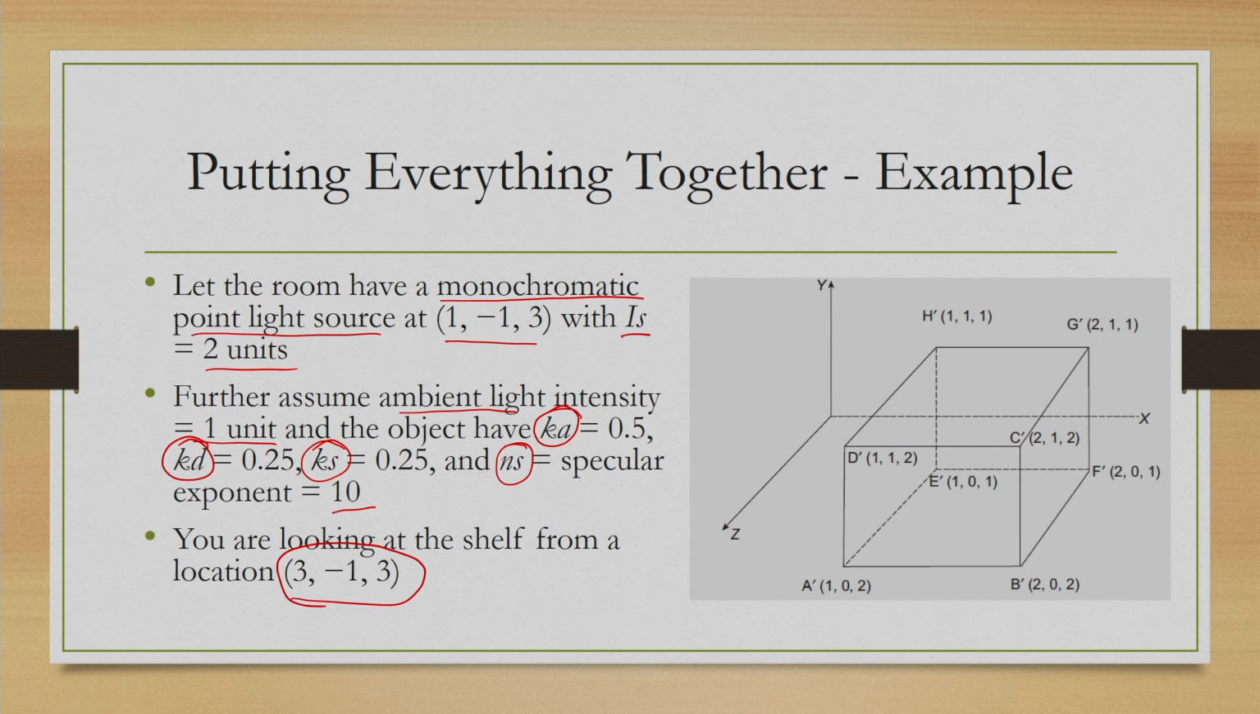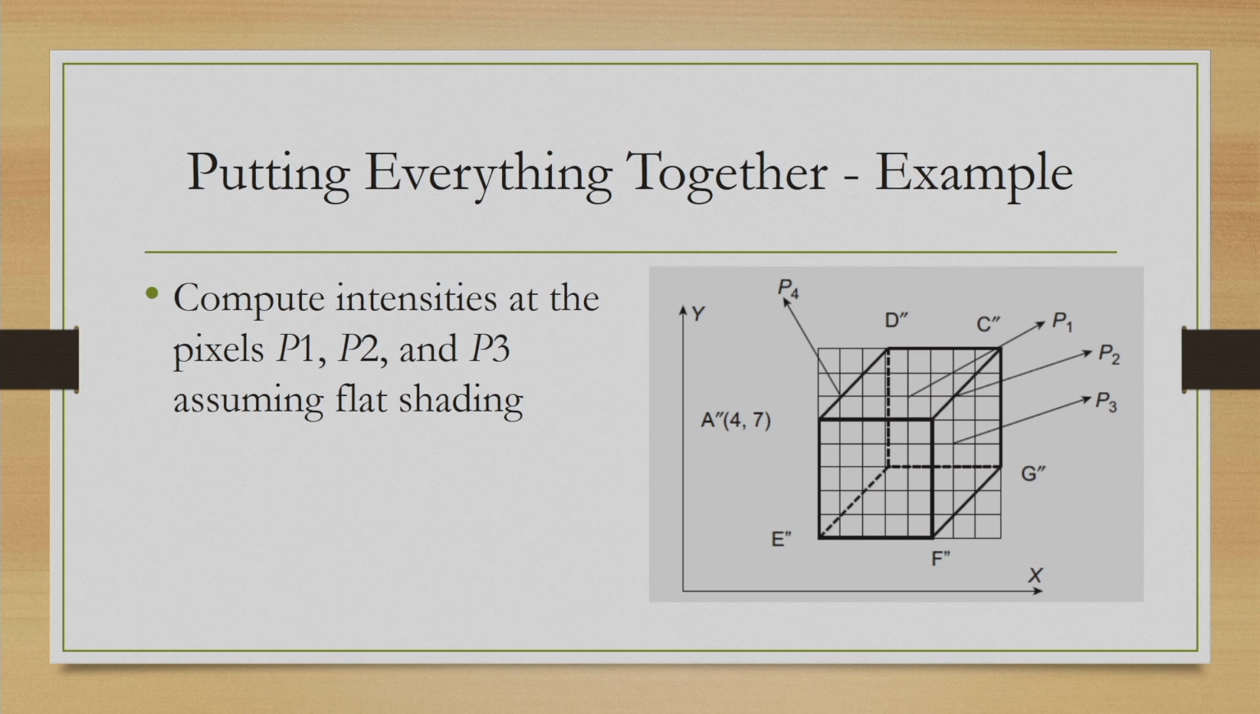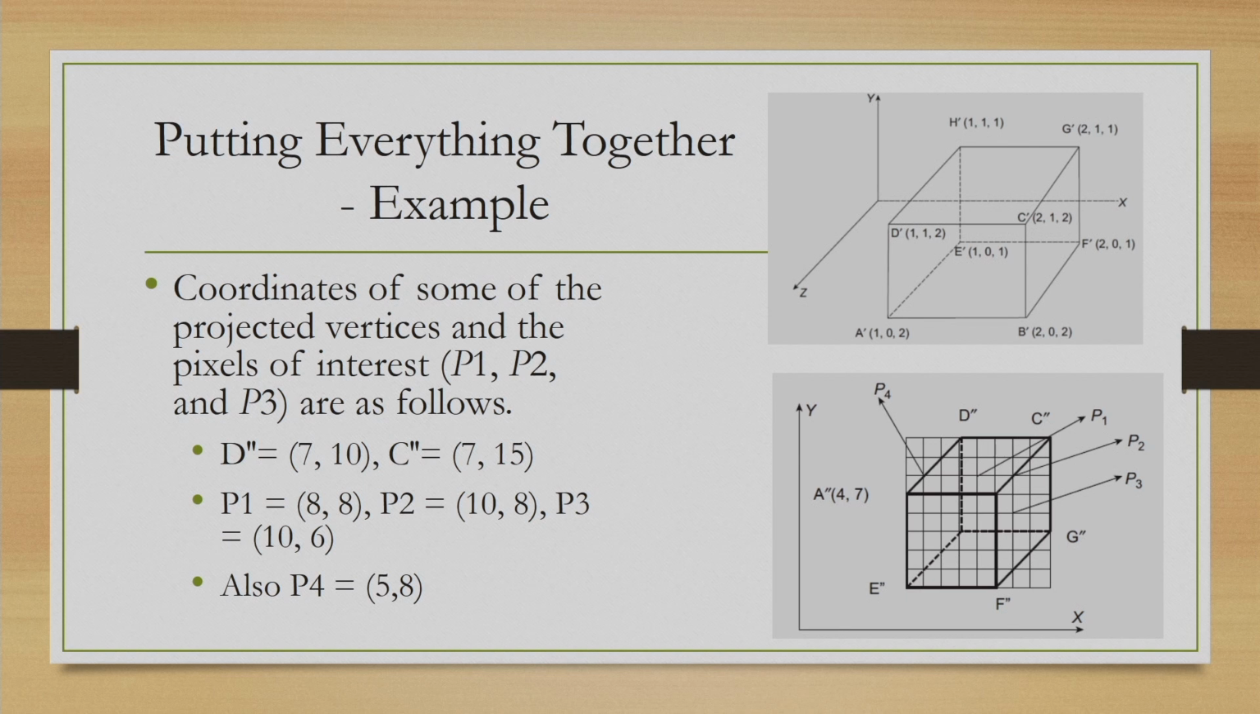Assuming this setting, let us try to compute the colors at the pixels P1, P2 and P3, assuming the simplest of all, flat shading. So, this is P1, this is P2 and this is P3. How can we do that? So, we first determine the coordinates of the projected vertices, which should be easy.